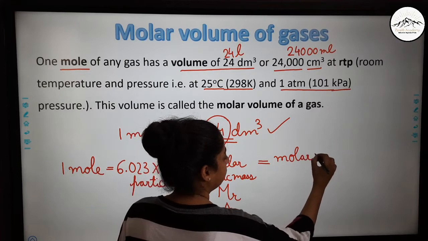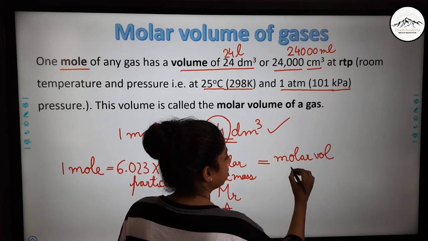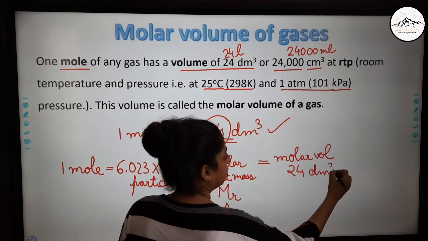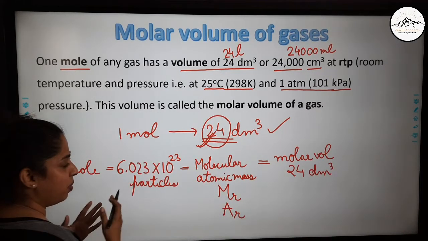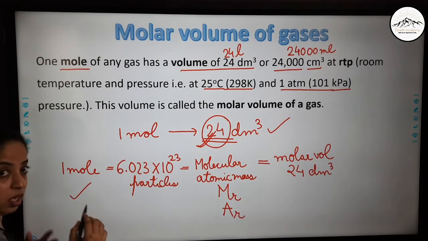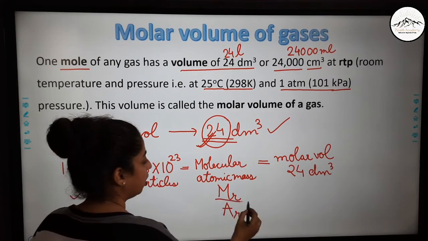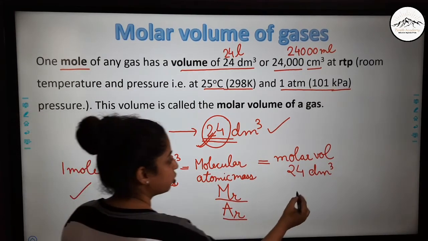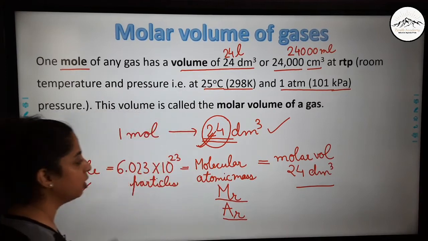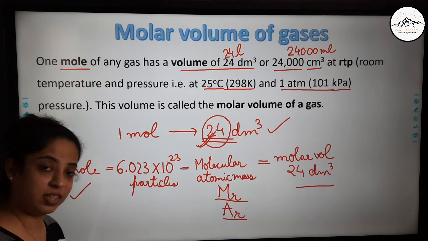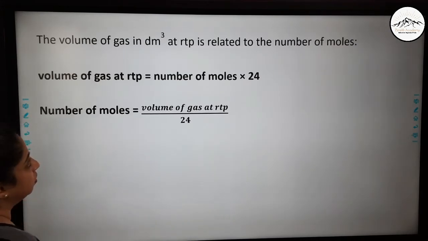And this was also equal to molar volume, that is 24 decimeter cube. Right, now in this chapter we make use of this for all our calculations, that 1 mole corresponds to the relative formula mass or relative atomic mass. It also corresponds to molar volume, right? So just remember this formula, we'll be using it all over in this chapter. So let's go ahead and learn the mathematical expression.